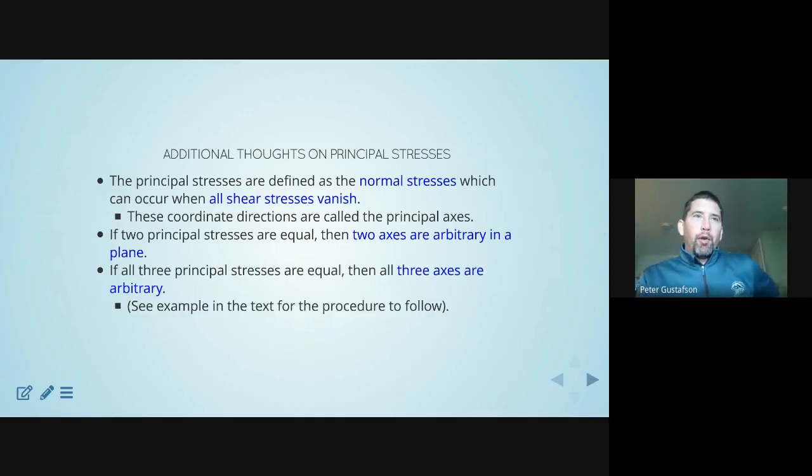Now, if you can do it with 2 vectors, it's conceivable that you can do it with 3. That does happen periodically. If all principal stresses are equal, then all 3 axes are arbitrary. And then we have this state of what's called hydrostatic stress.